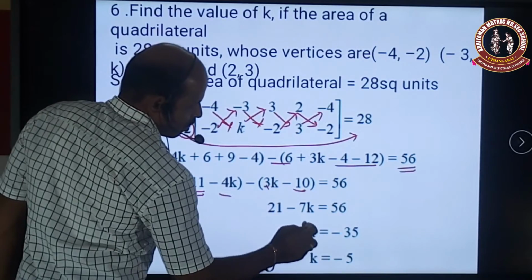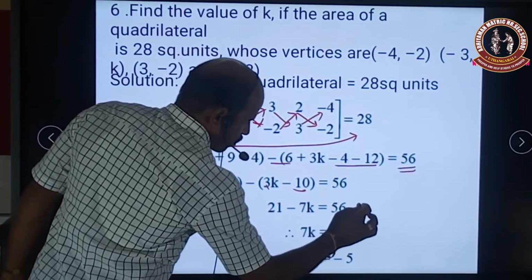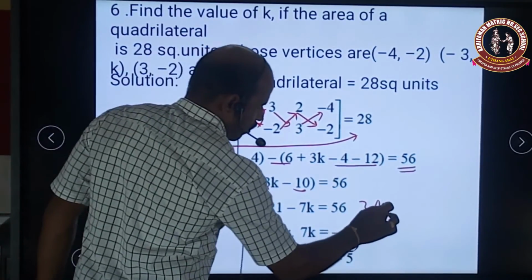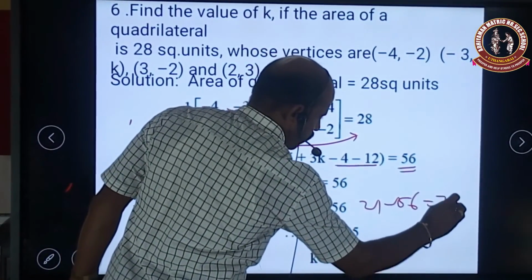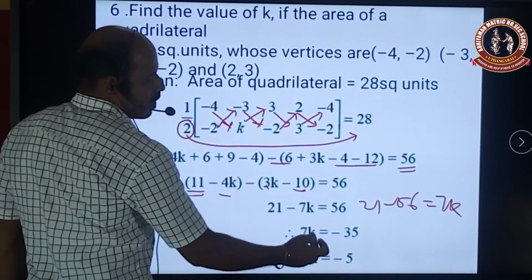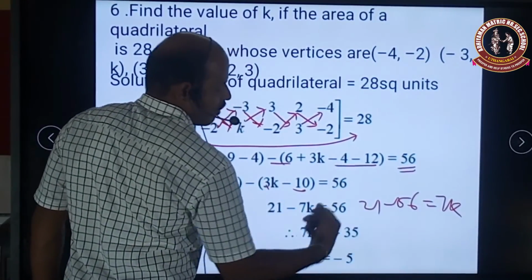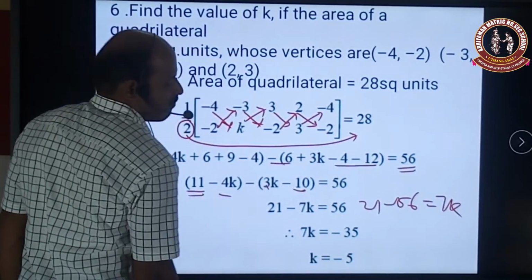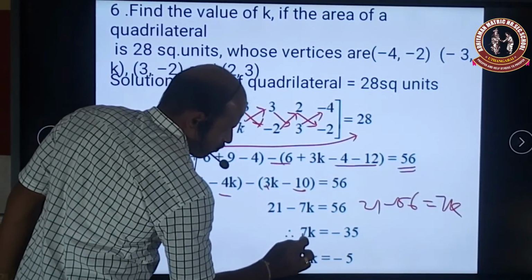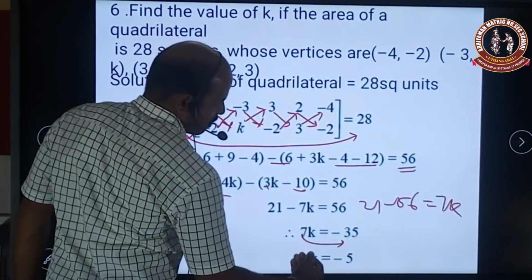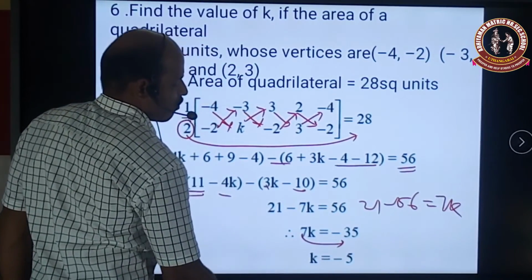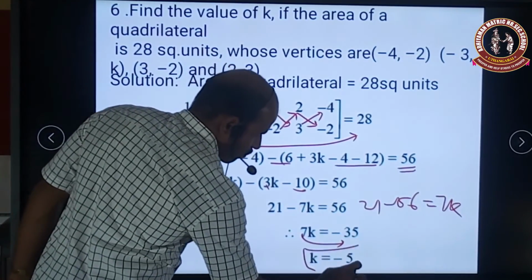That is equal to 10. 21 minus 56 equal to 70. That is equal to 7k equal to minus 56 plus 21 equal to minus 35. Product. Take right side. Division. 1 7 are 7, 5 7 are 35. Okay, value of k equal to minus 5.